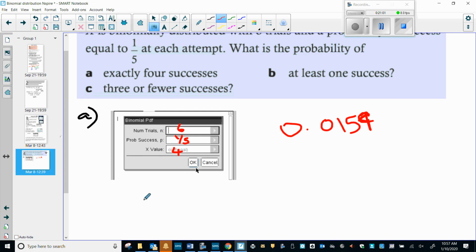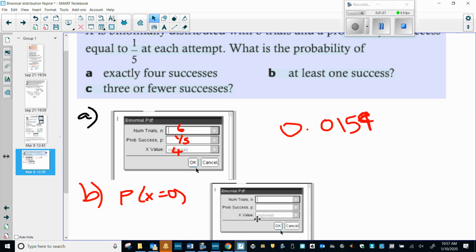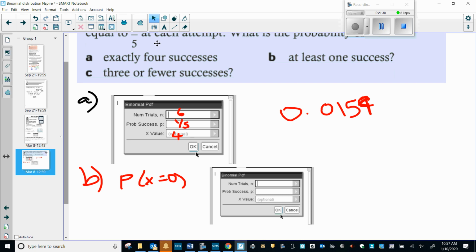Part B, at least one success. That means the only one we're not interested in is when x is 0. Does that make sense? So we find the probability when x is equal to 0. The number of trials is still 6, success is 1/5, and this time our x value is 0.